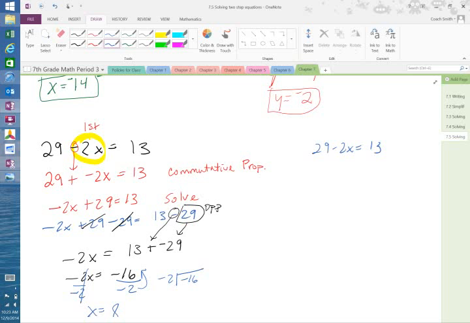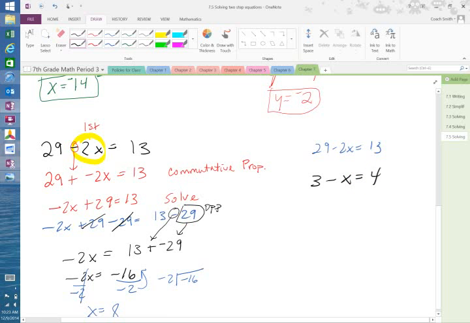Okay, so what else are we doing then? Because realistically, we've never had a problem. See, you've never had a problem that looks like this. Let's go back to our one-step problems.